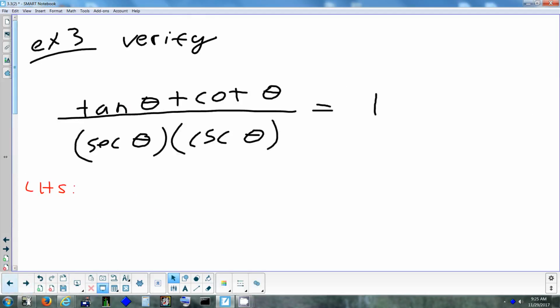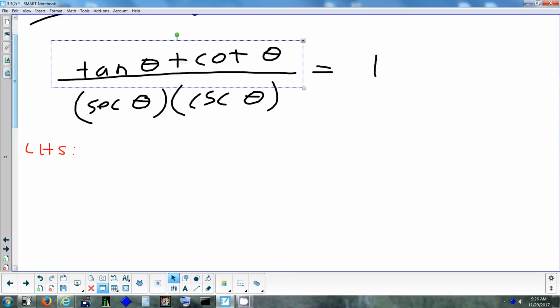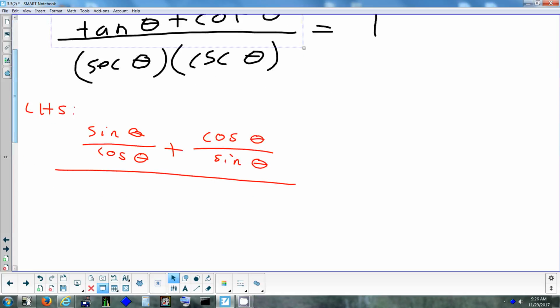Common denominator? Well, common denominator is only used if you have 2 separate fractions. You don't have 2 fractions, at least right now. So the only trick we have left is to change to sines and cosines. So we have sine over cosine plus cosine over sine, and that's all divided by secant times cosecant.